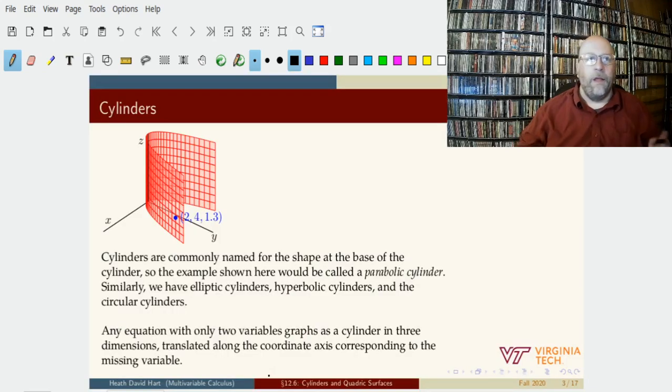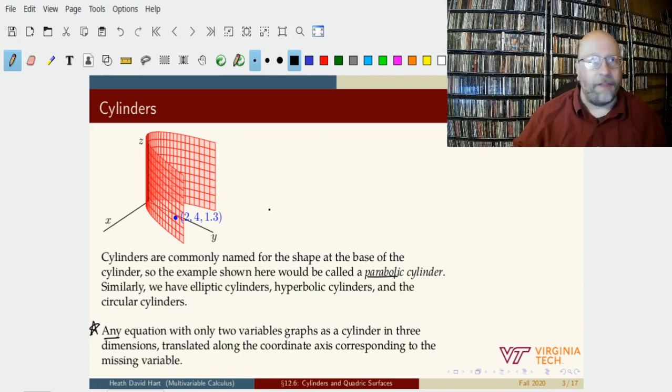Okay? Cylinders are commonly named for the shape at the base of the cylinder. So this particular example, since the base is a parabola, would be called a parabolic cylinder. We can also have an elliptic cylinder, a hyperbolic cylinder, and a circular cylinder, whose bases are ellipses and hyperbolas and circles. Any equation with only two variables is a cylinder in 3 dimensions, and it's translated along the coordinate axis that corresponds to the missing variable. Okay?